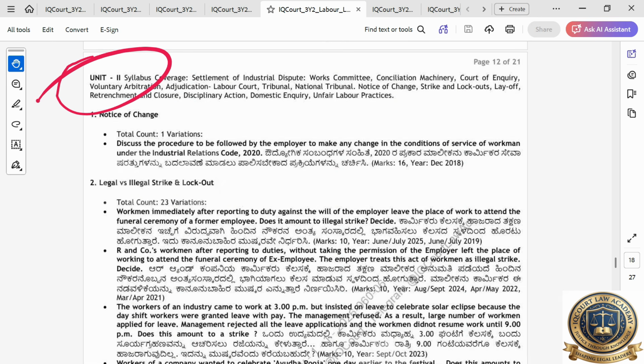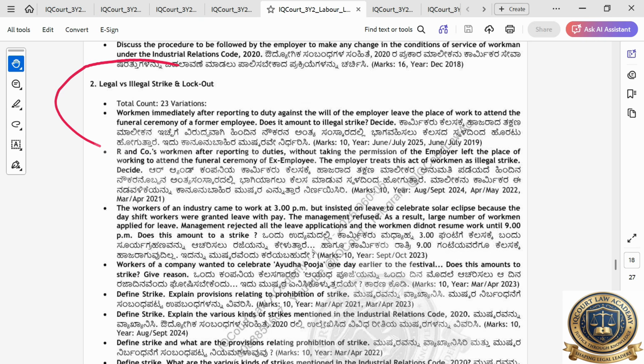Let us go to the second unit. Discuss the procedure to be followed by an employer to make any changes in the conditions of service of workmen under the Industrial Relations Code. It came in 2018. The probability of getting this one is only 30%. This one is very, very important.